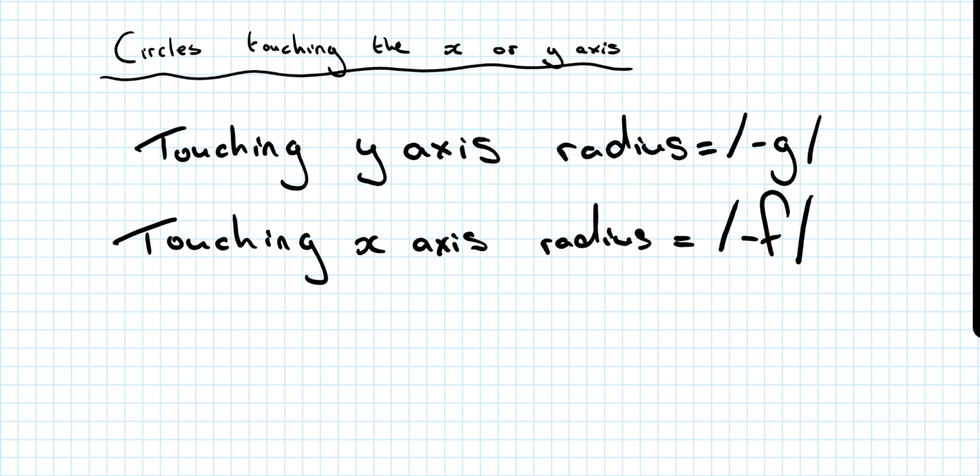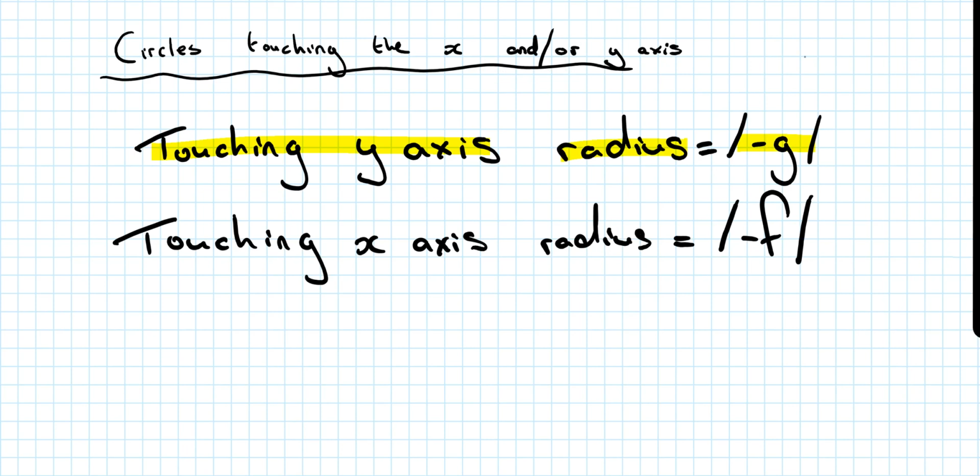Okay, so in this video we're going to be looking at the scenario where the circles are touching the x or the y axis, and I should probably say and/or the y axis. So the general rule, really worth taking down, if it's touching the y axis, the radius is equal to the modulus of minus g.